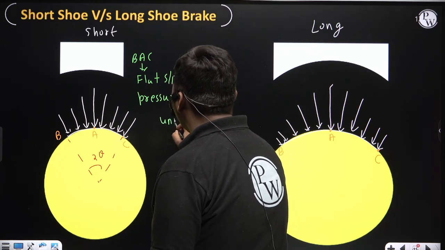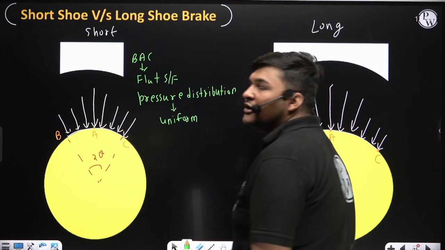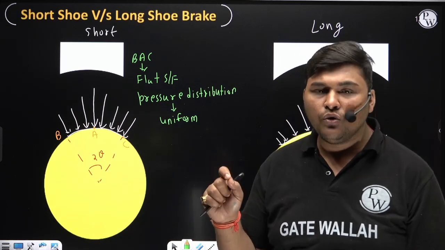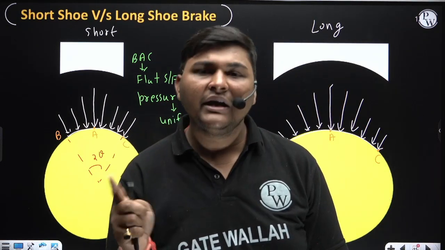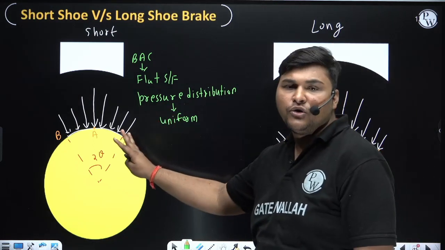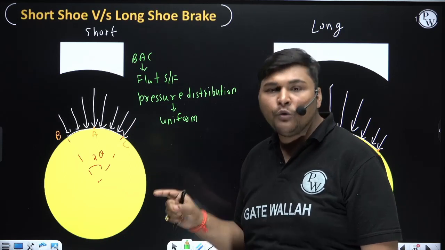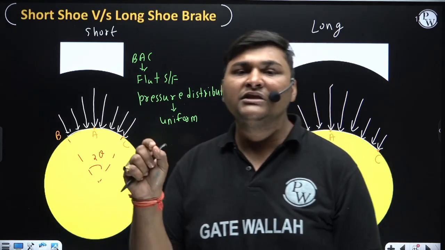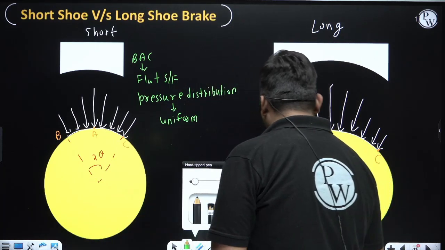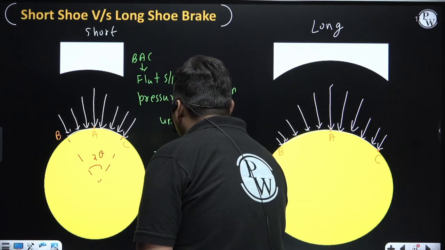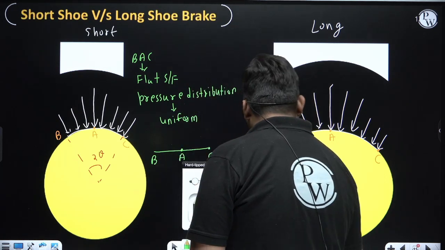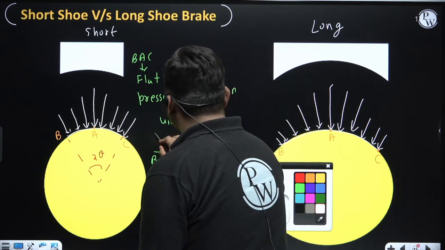Pressure distribution is uniform. Means in short shoe brake, the region of the drum which is making contact with the shoe, we can consider as a flat surface, and we can assume that the pressure distribution in that region is uniform. Actually it is not flat and not uniform, but for short shoe brake we can consider this portion as flat. If I draw this BAC portion separately, we can refer to it as a flat surface with uniform pressure distribution.